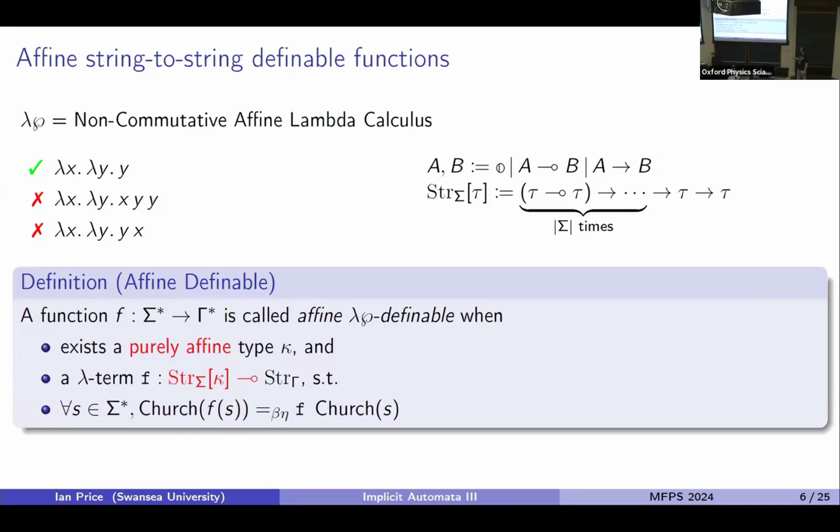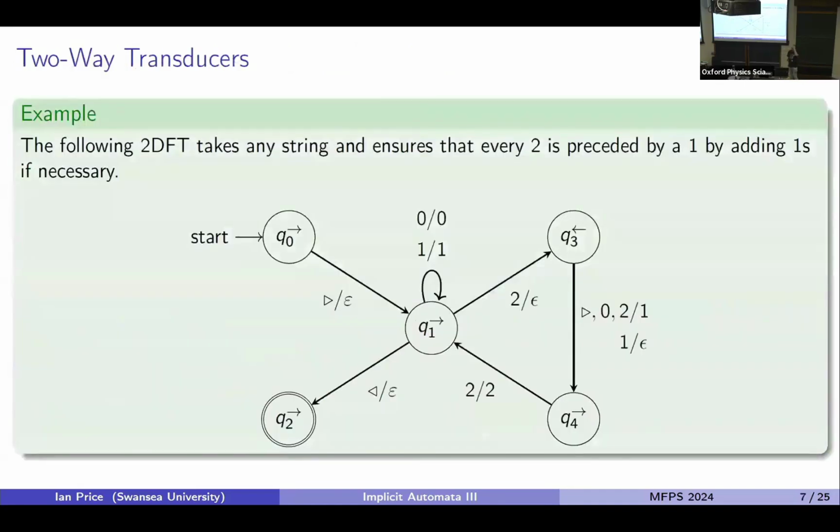And this kappa here is a purely affine type, which means you don't get to use this regular arrow. You're stuck with the fragment that uses the affine lolly. So that's affine string-to-string definable functions. What about two-way automata? So again, no definition, just a picture.